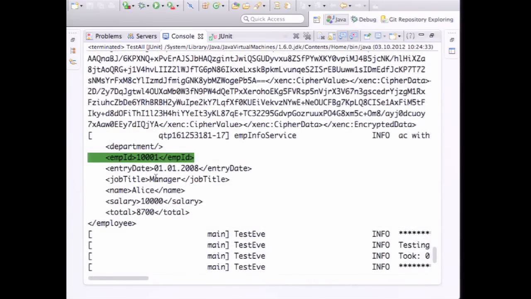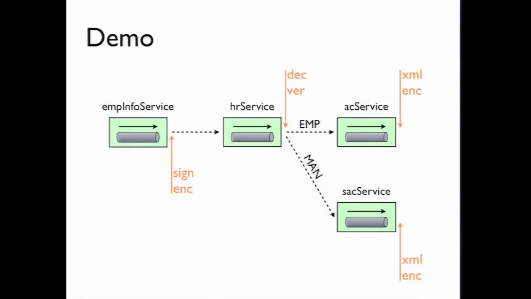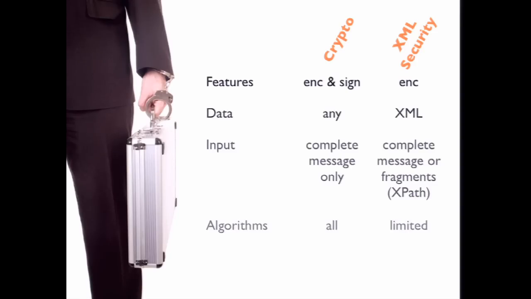So our Camel route is a little bit more secure, but we are not quite there yet. We have to do a little bit more. And before we dive deeper into that, well, let's sum up what we've learned so far.